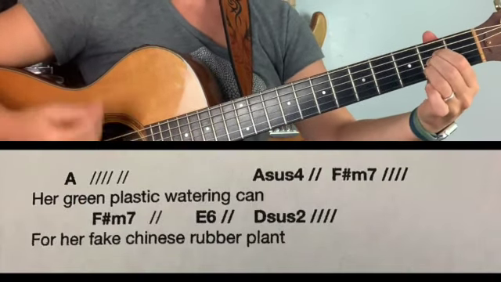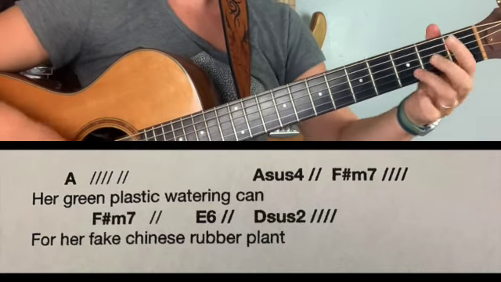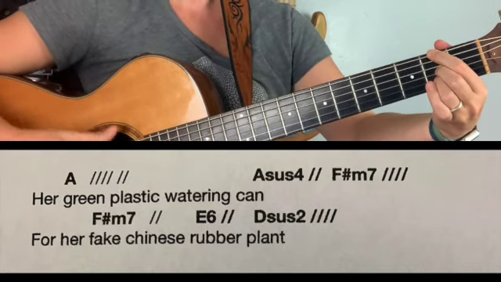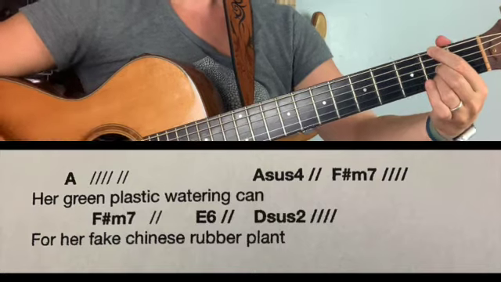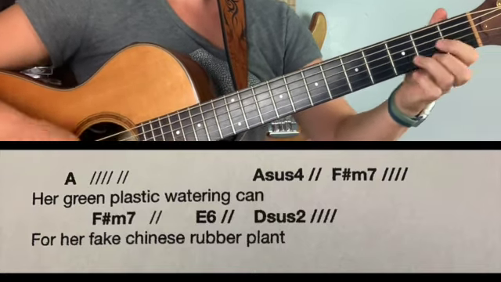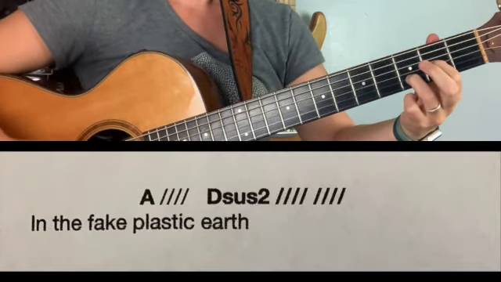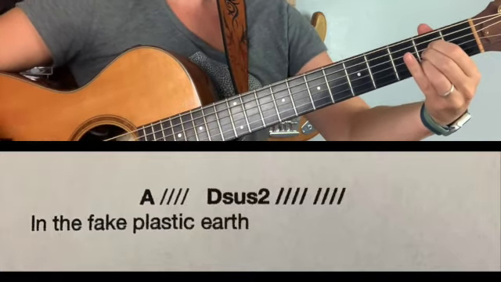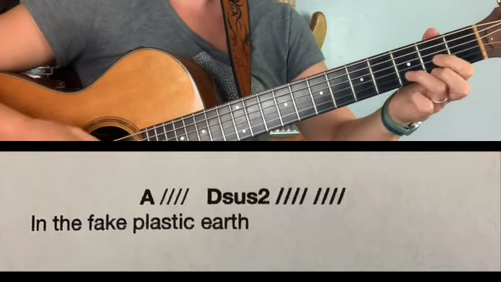The green plastic watering can for the fake Chinese rubber plant. The fake plastic earth.